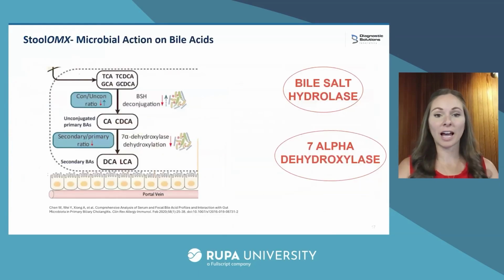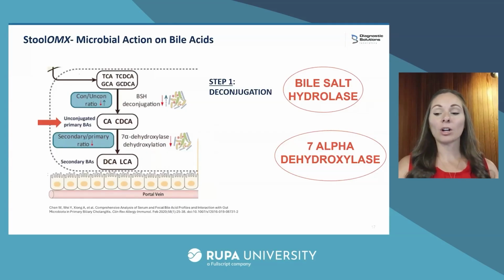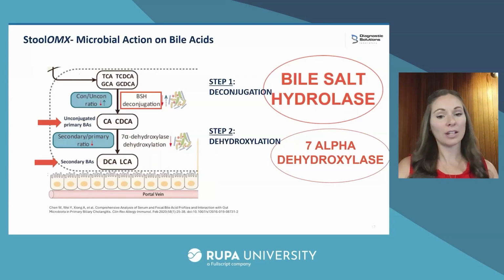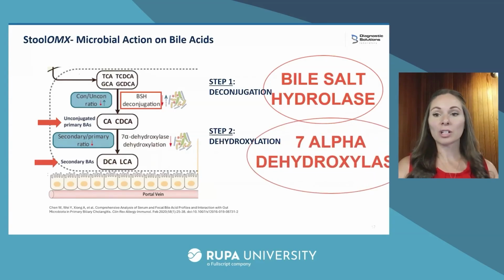And then this slide, what I want you to get from here is the transformation of primaries into secondaries by our normal flora. And how they do this is through two enzymes and two steps. Step one is called deconjugation, and our normal flora are going to use an enzyme called bile salt hydrolase to do that. Step two of that transformation from primary into secondary is called dehydroxylation, and the enzyme that our microbes are going to use there is 7-alpha dehydroxylase. On the next two slides, you're going to see which microbes have these enzymes.